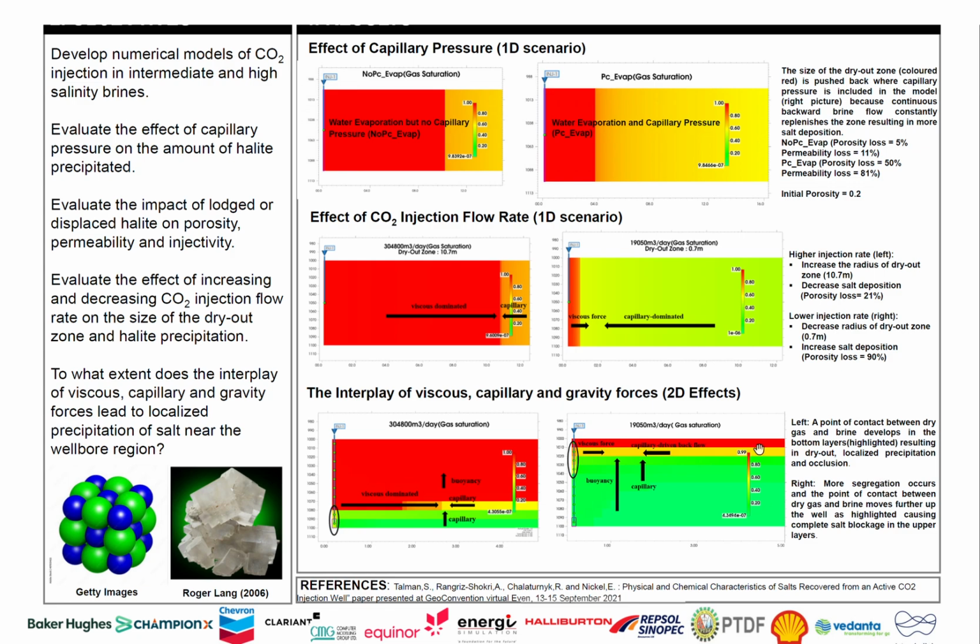On the right hand side, there was more gravity segregation. The dryout zone moved up the well, and the point of contact between the dry gas and the brine moves further up the well, as highlighted here, causing complete salt blockage in the upper layers. But in the lower layer, because of the influx of the brine, we had some self-healing that took place at the bottom of the well in this case.